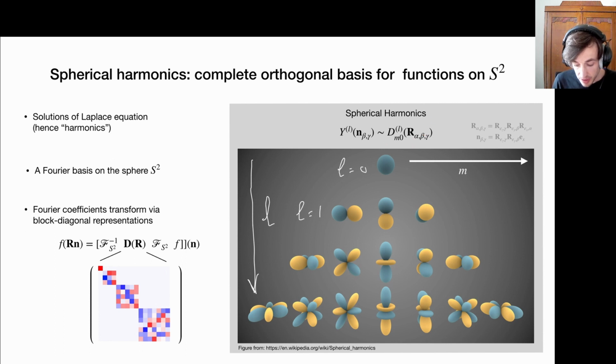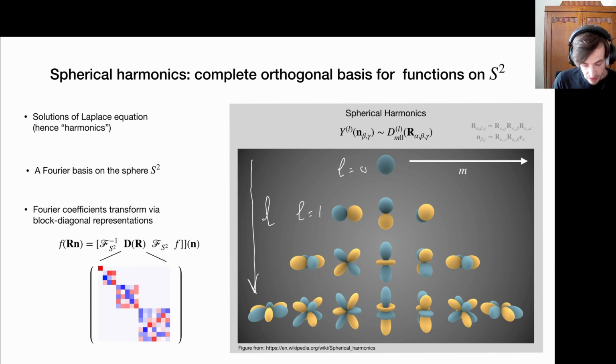They are called harmonics because they are solutions to a Laplace equation, and solutions to Laplace equations are called harmonic functions. They form a Fourier basis on the sphere S2 in a similar way that the circular harmonics form a Fourier basis on the ring, on S1, and the Wigner-D functions form a Fourier basis on SO3. That also means that we can project functions onto this basis, and then in this basis, these type of vectors, they transform via the Wigner-D matrices.